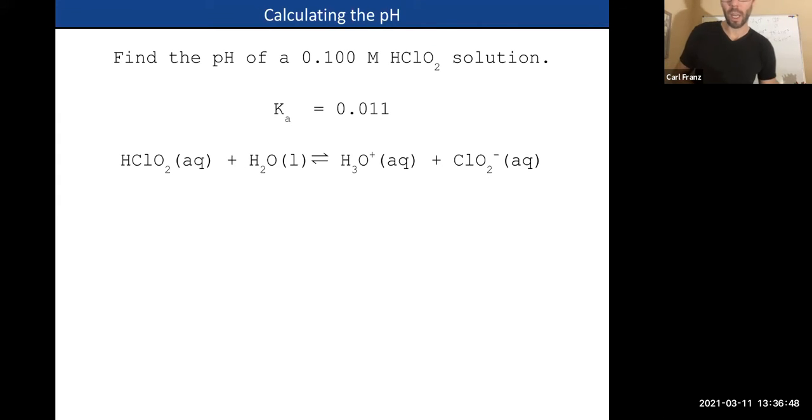Find the pH. Okay, so now it gives you the concentration of our acid, and the Ka, it needs us to find the pH. So let's do that. Set up your ice table. Put in your X's, solve for X, and go from there. Okay.